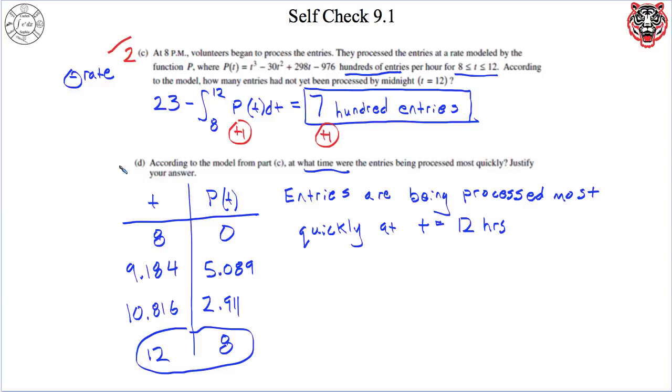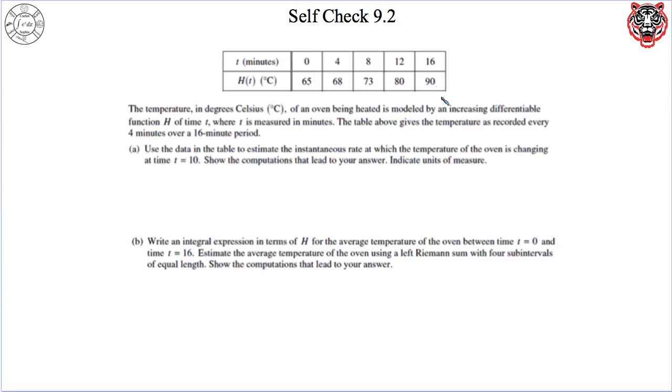And part D is out of 3 points to add up to 9, and you do actually need to have at least one of these values. So if you have one or both of them, that's +1. You have those as candidates, and then you have to identify them as candidates. I'm going to say that if you have 8 and 12, that's another +1. So if you have the endpoints, and if you have the answer at time equals 12 right here, that's +1 as well. All right, and now on to cell check 9.2.